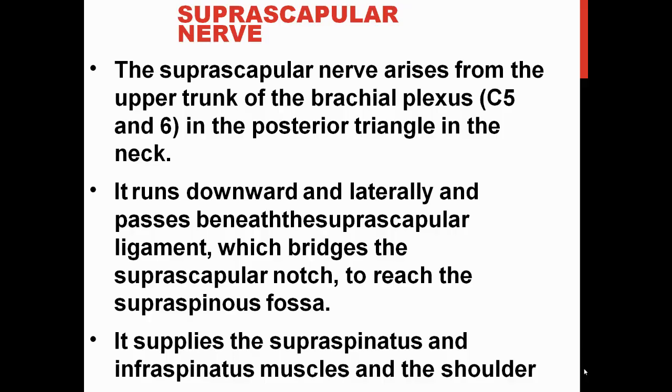Suprascapular nerve arises from the upper trunk of the brachial plexus in the posterior triangle in the neck. It runs downward and laterally and passes beneath the suprascapular ligament, which bridges the suprascapular notch, to reach the supraspinous fossa. It supplies the supraspinatus and infraspinatus muscles and the shoulder joint.